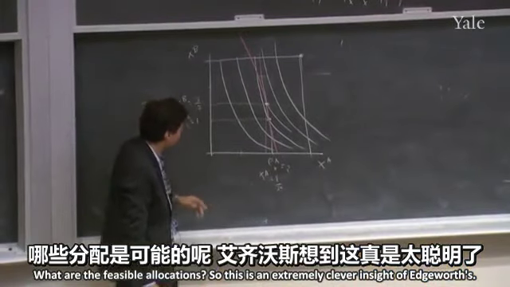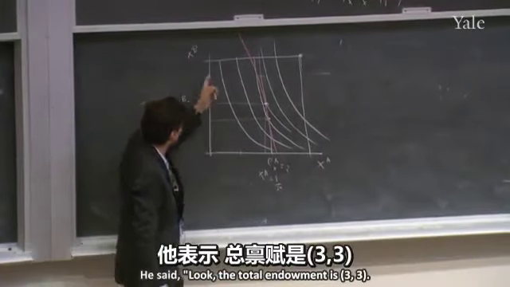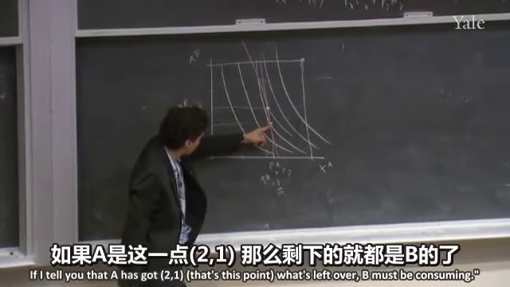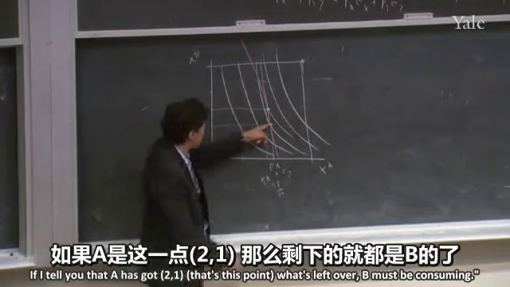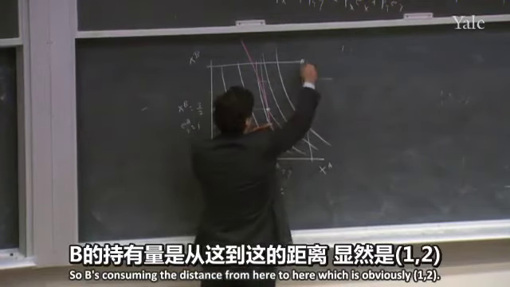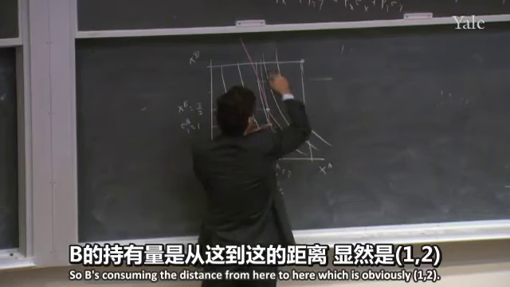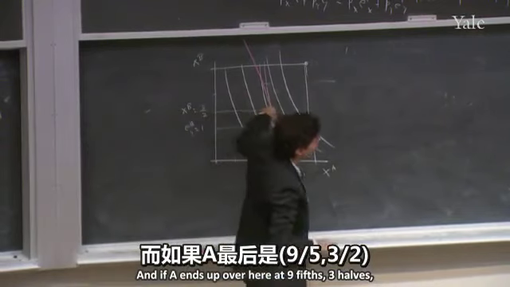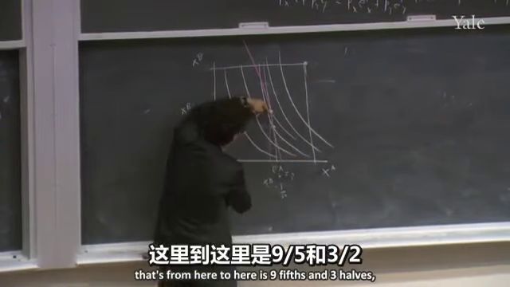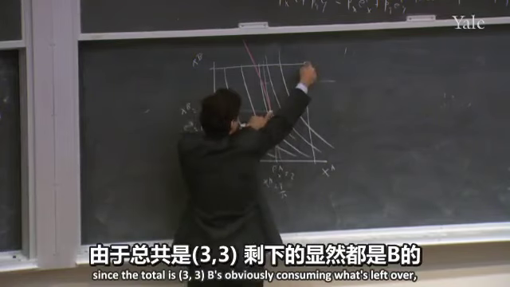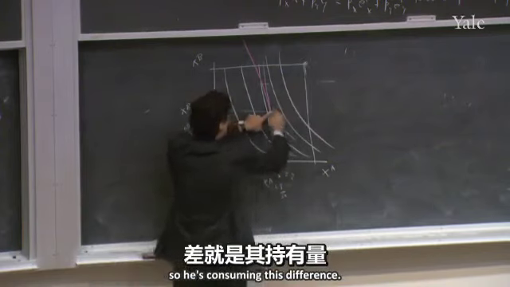So this is an extremely clever insight of Edgeworth. He said, look, the total endowment is 3, 3. If I tell you that A has got 2, 1, that's this point, what's left over, B must be consuming. So B is consuming the distance from here to here, which is obviously 1, 2. And if A ends up over here at 9/5, 3/2, that's from here to here, 9/5 and 3/2. Since the total is 3, 3, B is obviously consuming what's left over. So he's consuming this difference.